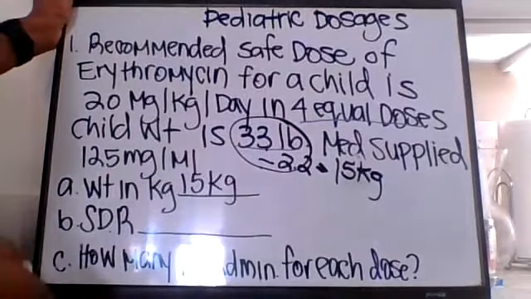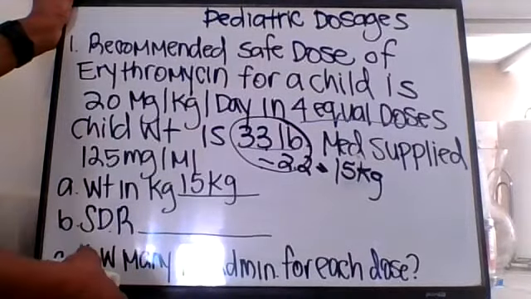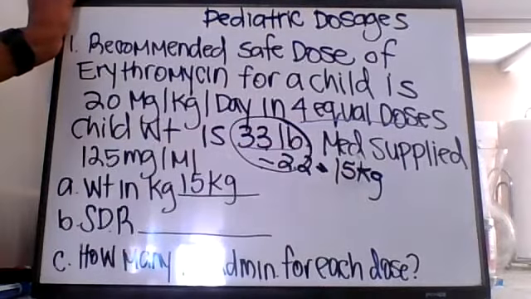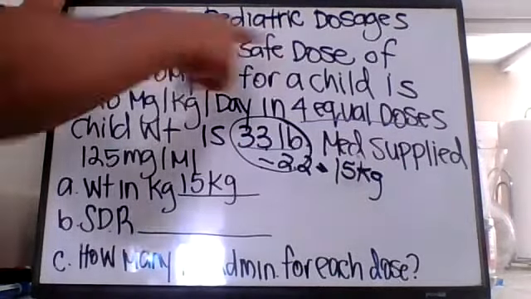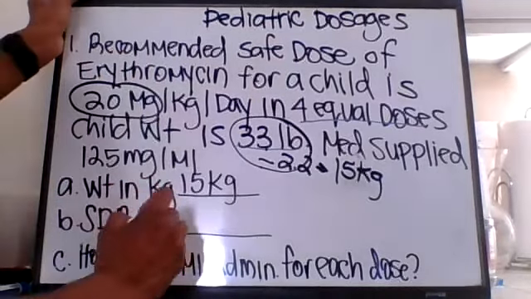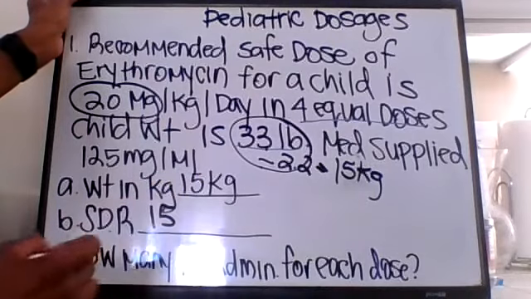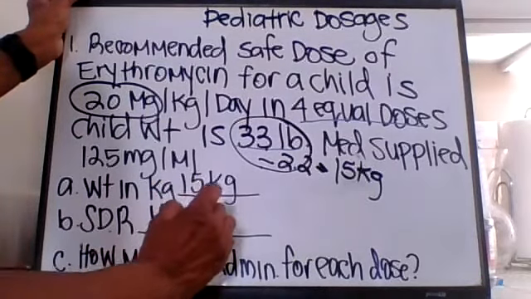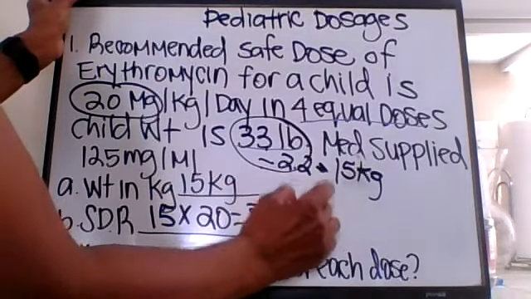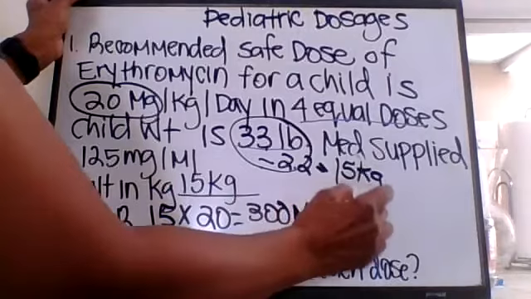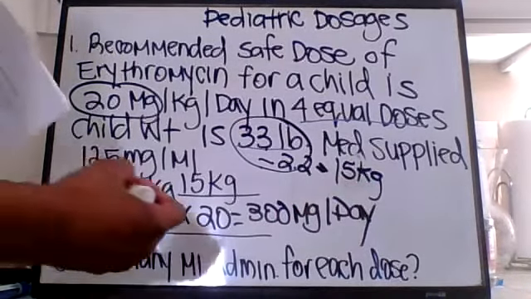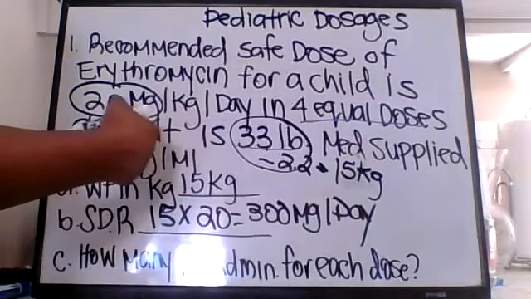B is asking the safe dosage range. So how do we find the safe dosage range? We take the child's weight and multiply it by the recommended dosage. The recommended dosage is 20 milligrams. So we take the 15, which is the child's weight, multiply it by 20, and we come out with 300 milligrams per day.